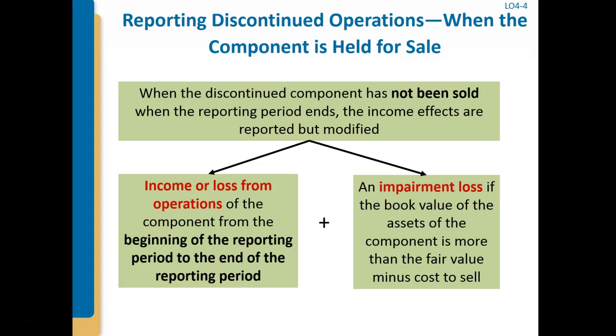An impairment loss of the book value, which we can call the carrying value or carrying amount of the assets of the component, is more than the fair value minus the cost to sell. The two income elements can be combined or reported separately, net of their tax effects. In addition, if the amounts are combined and there's an impairment loss, the loss has to be disclosed either parenthetically on the face of the statement or in disclosure notes.